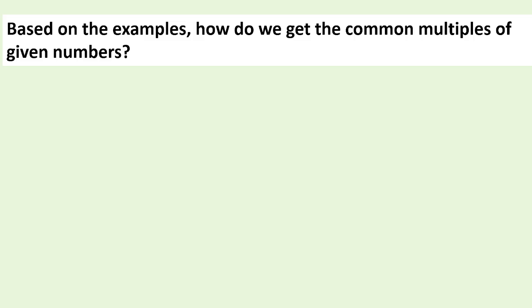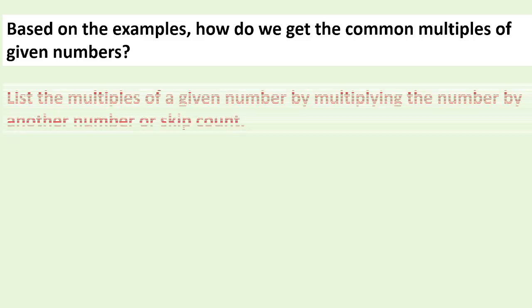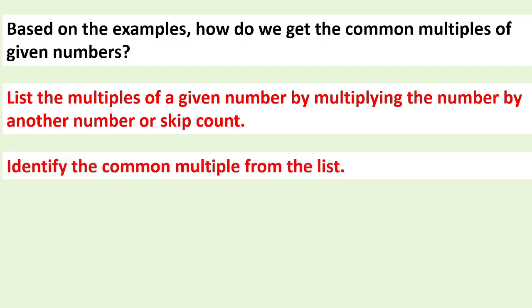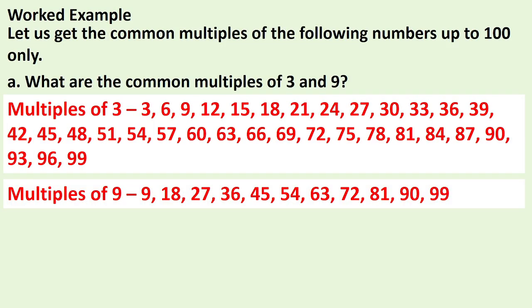Based on the examples, how do we get the common multiples of given numbers? Answer: list the multiples of a given number by multiplying the number by another number or skip count, and identify the common multiple from the list. Let us get the common multiples of the following numbers up to 100 only. What are the common multiples of 3 and 9?